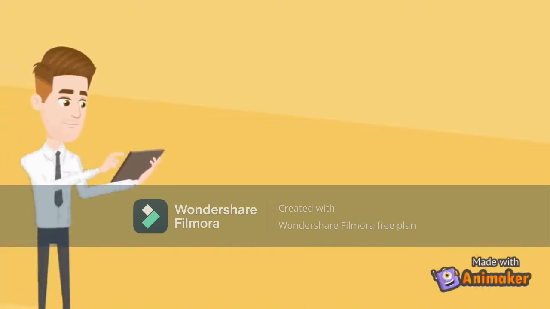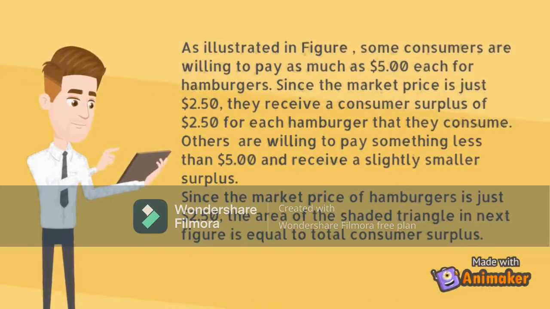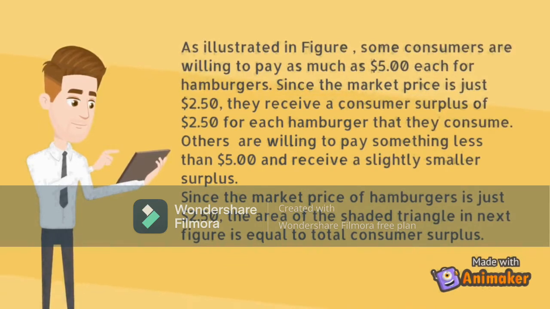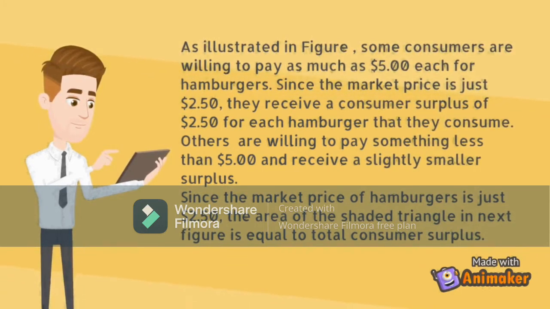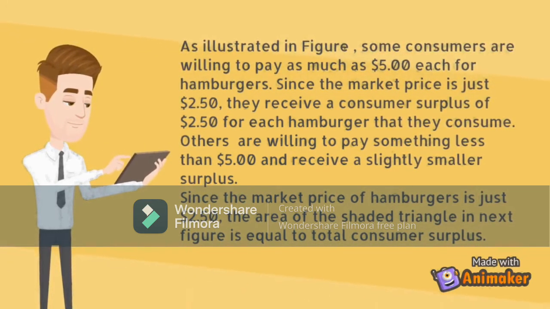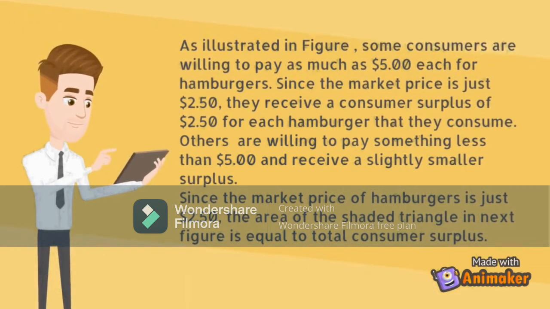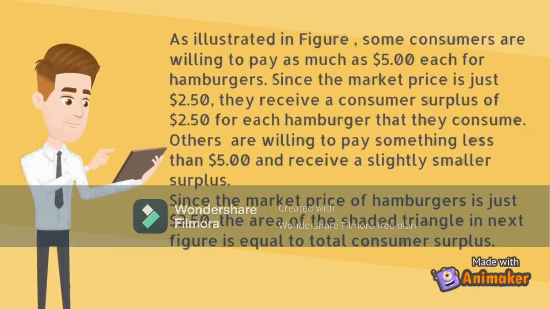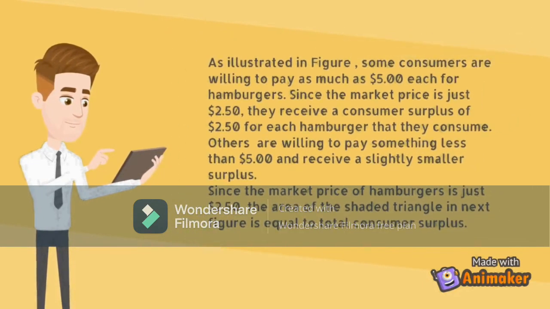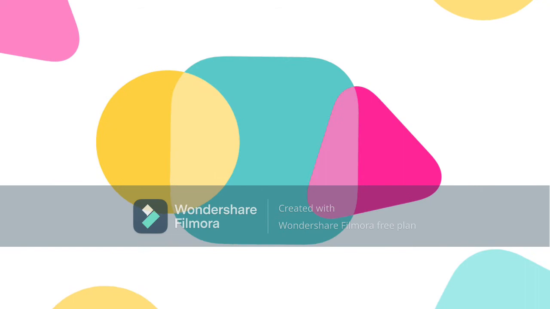Some consumers are willing to pay as much as $5 each for hamburgers. Since the market price is just $2.5, they receive a consumer surplus of $2.5 for each hamburger that they consume. Others are willing to pay something less than $5 and receive a slightly smaller surplus. Since the market price of hamburger is just $2.5, the area of the shaded triangle in figure 4.6b is equal to total consumer surplus. That's it for consumer surplus.